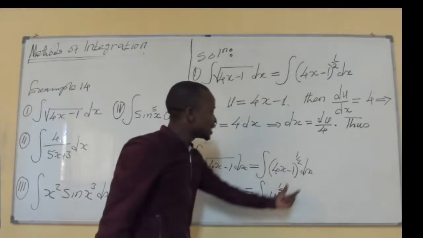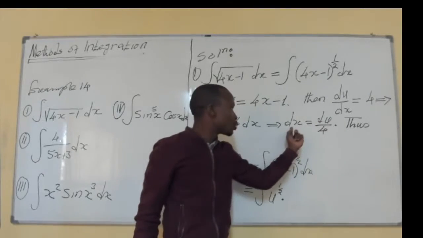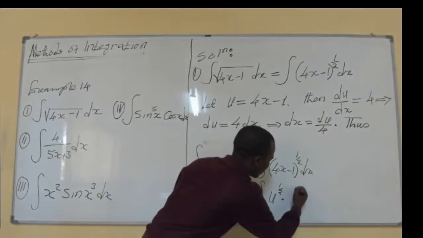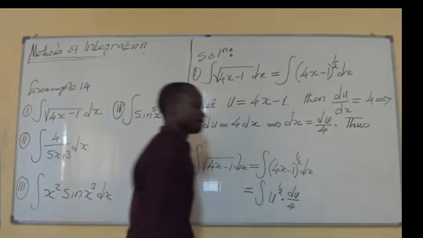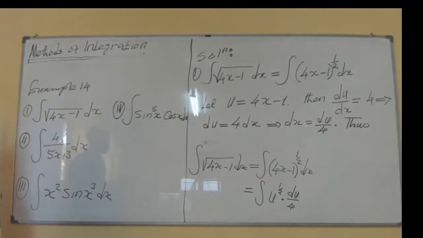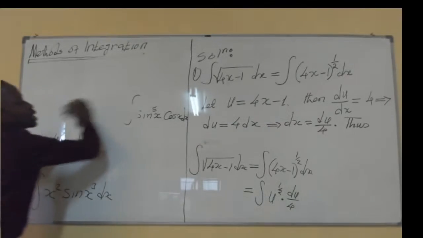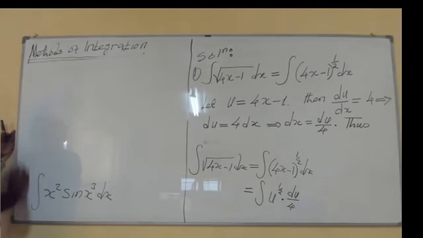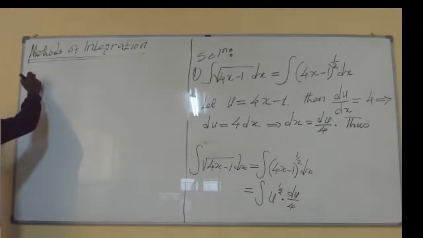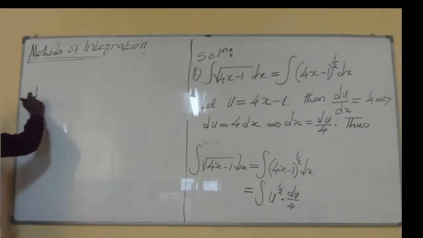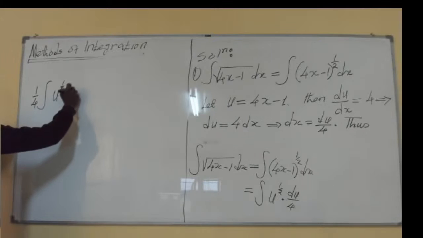Hence, where there is dx, we substitute du over 4, because dx is equal to du over 4. Then this will give us the same as 1 over 4 times the integral of u to the power 1 over 2 du.